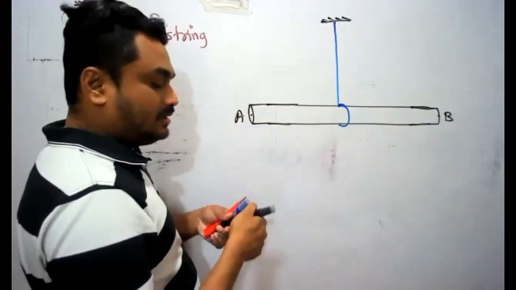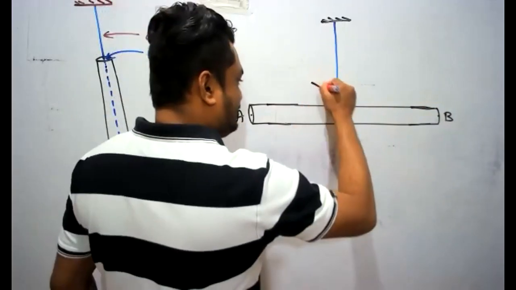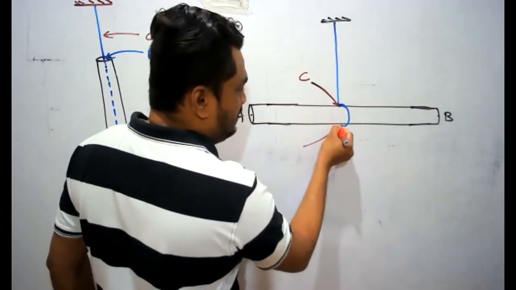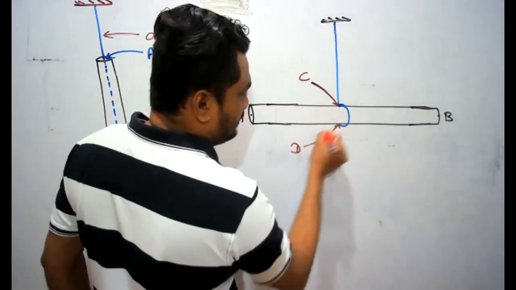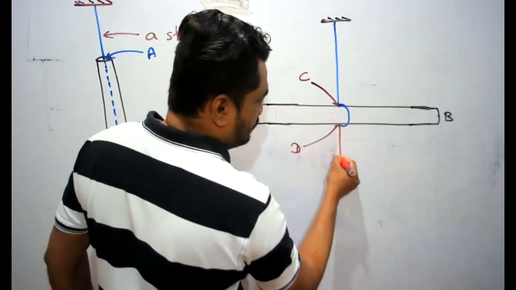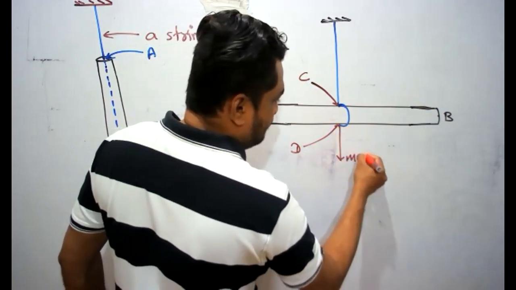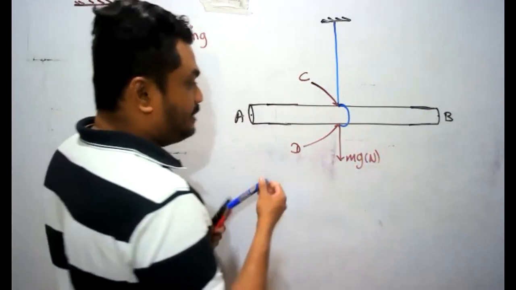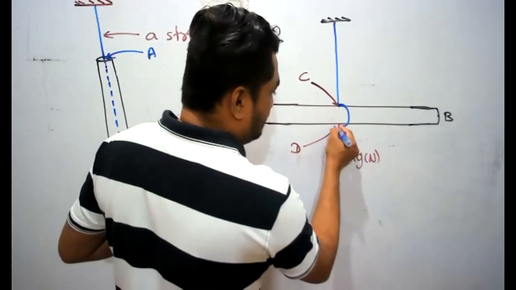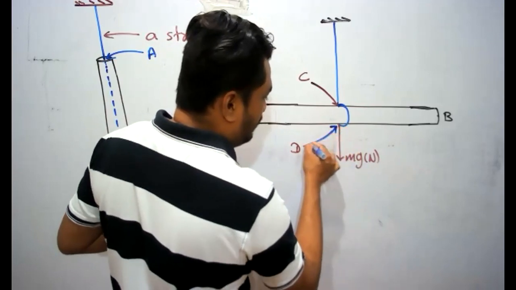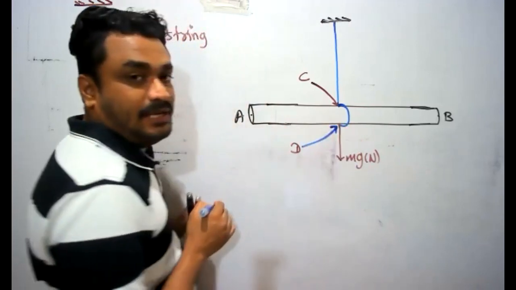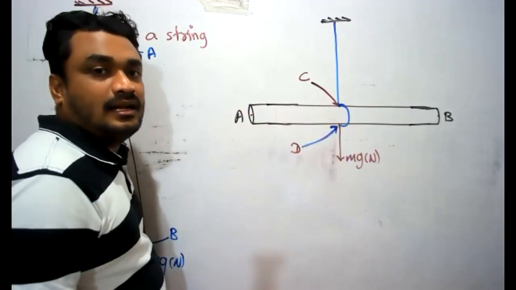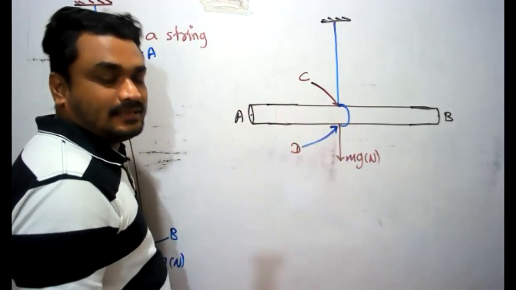Right. So if I mark this point as C, and this point as D, the gravitational force acts downward like this. So the center of gravity should be somewhere on the line CD. Similarly, the center of gravity should be somewhere on the line AB.